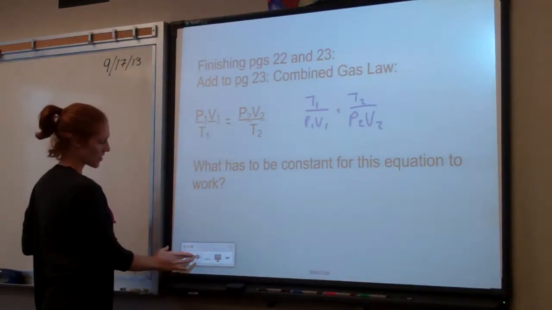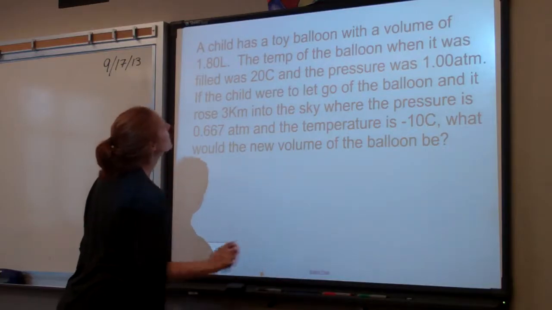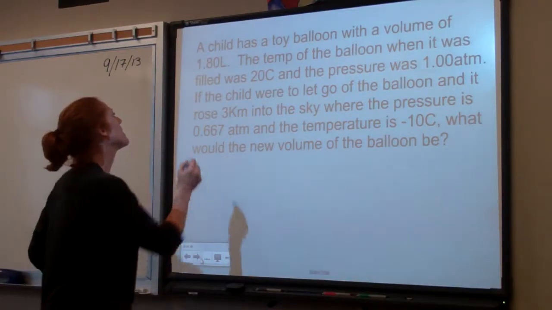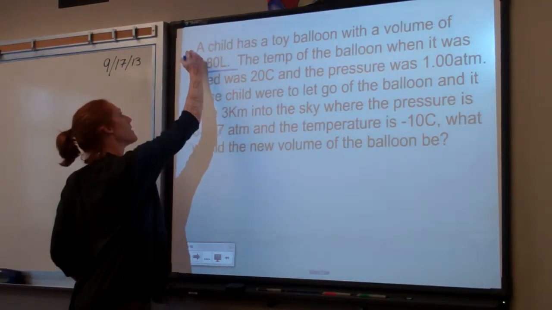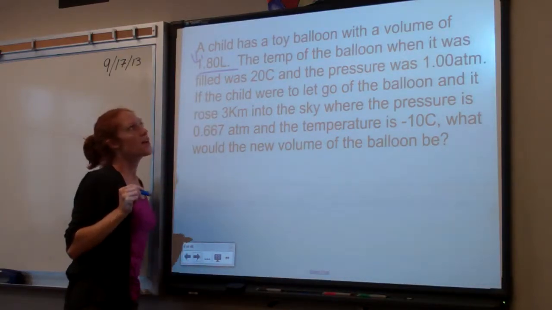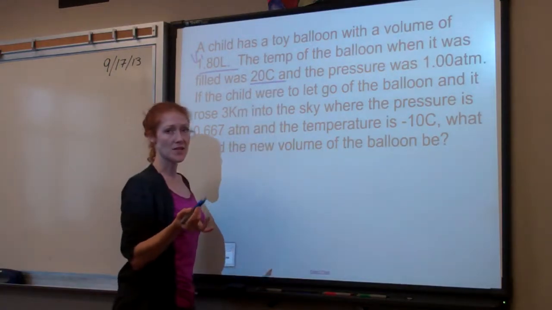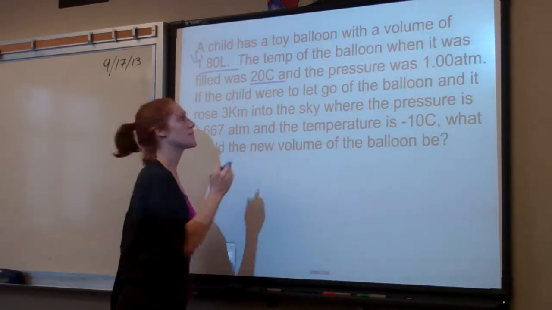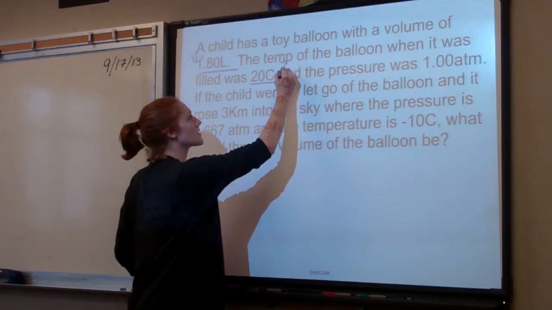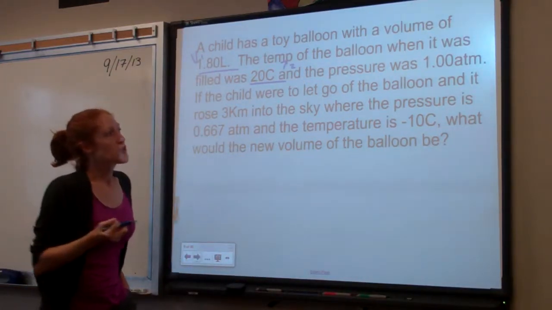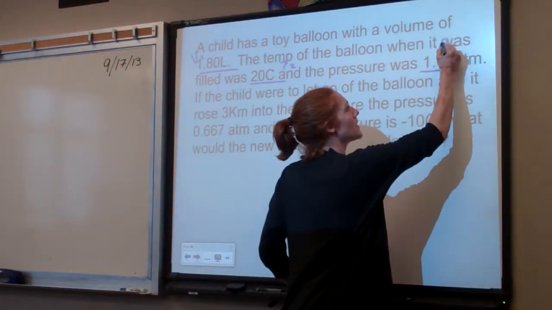Okay, so let's try this one. The child has a toy balloon with a volume of 1.8 liters, so that's volume V1. The temperature of the balloon when it was filled was 20 Celsius. It's Celsius, so we'll have to convert it to Kelvin by adding 273. So that's my T1. And the pressure was 1 atmosphere, so that's P1.